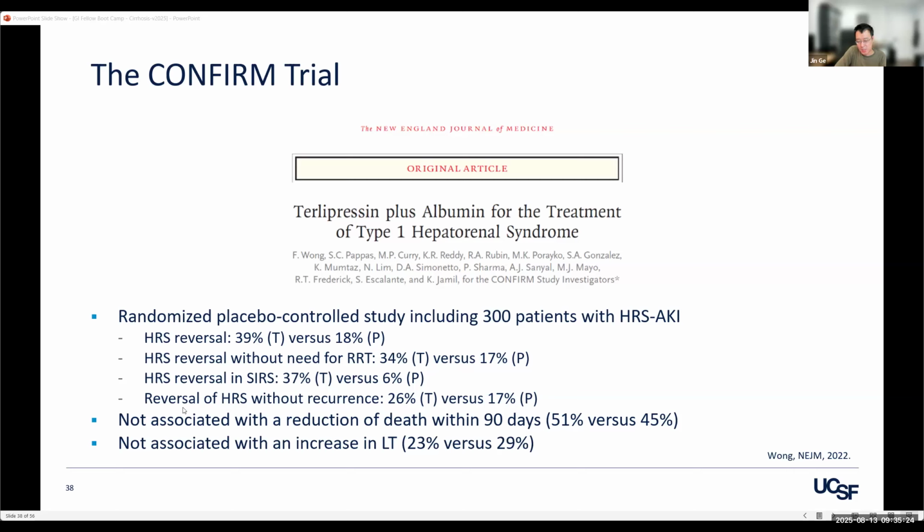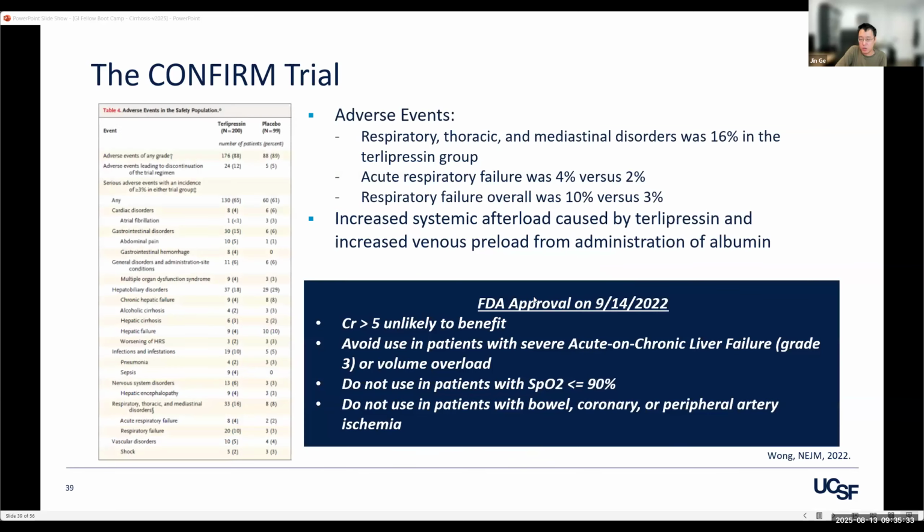But what was kind of interesting was that it was not associated with a reduction in the rate of death within 90 days, and not associated with an increase in liver transplantation. And so I think when we dig into the data, and we discussed this in Journal Club a couple of times, both in GI fellowship as well as transplant fellowship, there were actually a lot of adverse events that were associated with terlipressin. Notably, there was a higher risk of respiratory complications, notably acute respiratory failure and overall respiratory failure. And this was thought to be because there was increased systemic afterload that was caused by terlipressin. And a lot of these patients end up getting albumin prior to getting the terlipressin, and so you also got an increase in systemic preload.